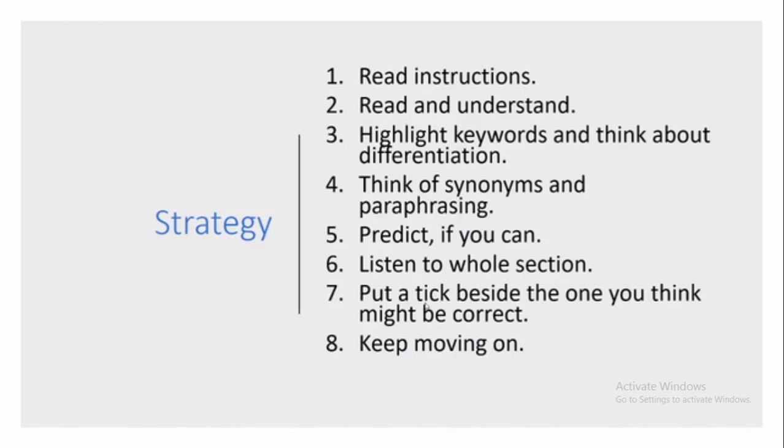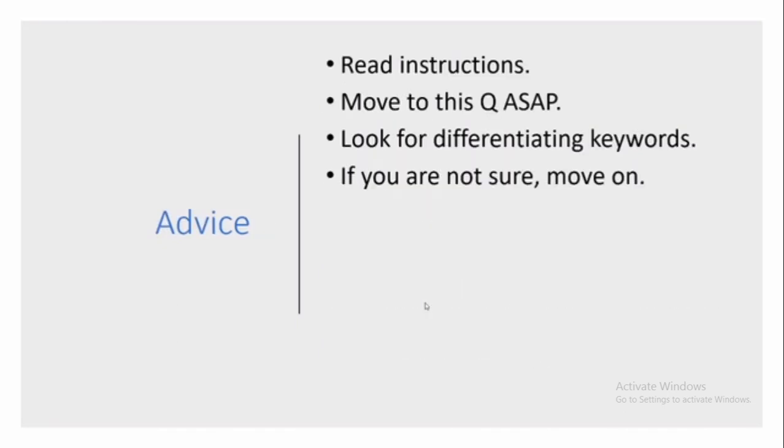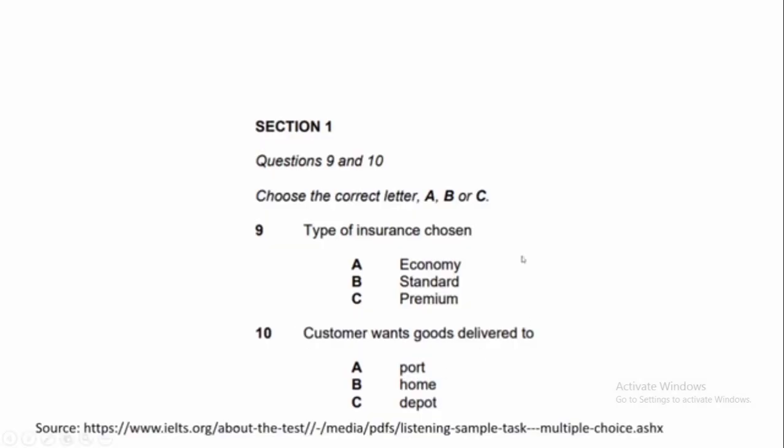So if we look back at this question, you'd read the instructions. Okay, so I just choose letter A, B, or C. I'm not going to give the answer, but if the answer was economy and it says choose the correct letter and you write economy, you're wrong. That's an example of you just not reading the instructions. So read the instructions, know what you have to do. Okay, so I have to pick A, B, or C.